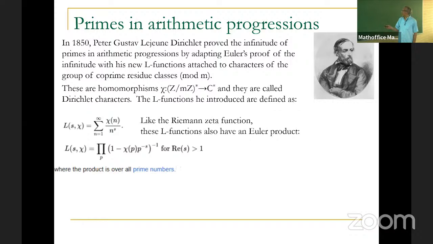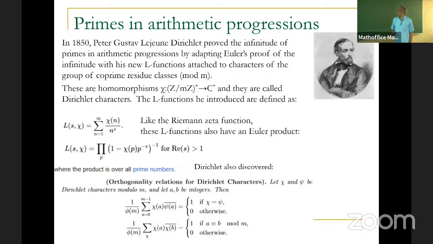So you have this, and Dirichlet also discovered what are called orthogonality relations of these characters. Some of you may have seen this in a basic course in group theory, but this whole chapter of group theory called character theory begins here. So just like complex analysis begins with the prime number theorem, group theory begins here: primes in arithmetic progressions.